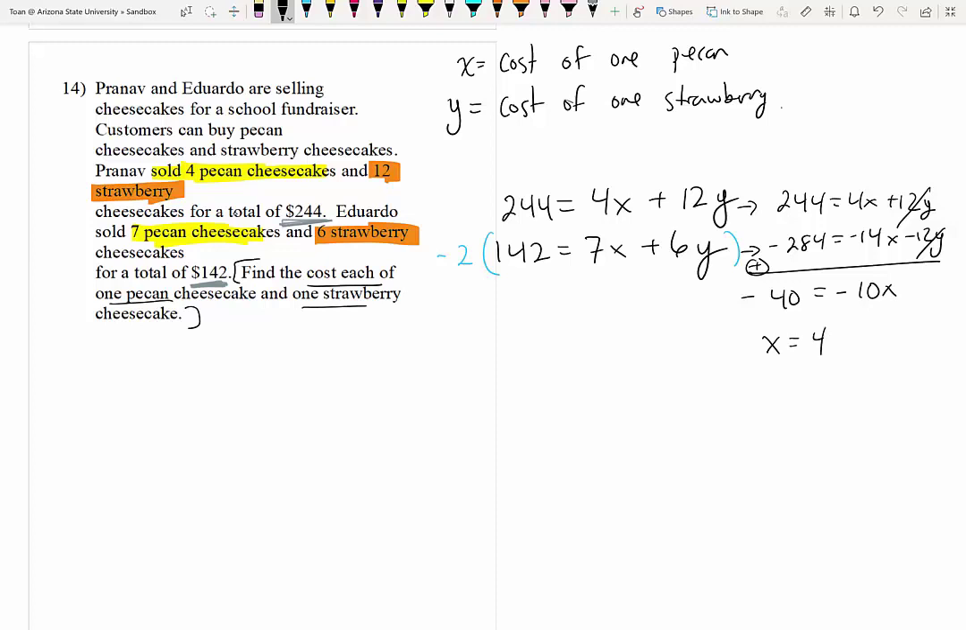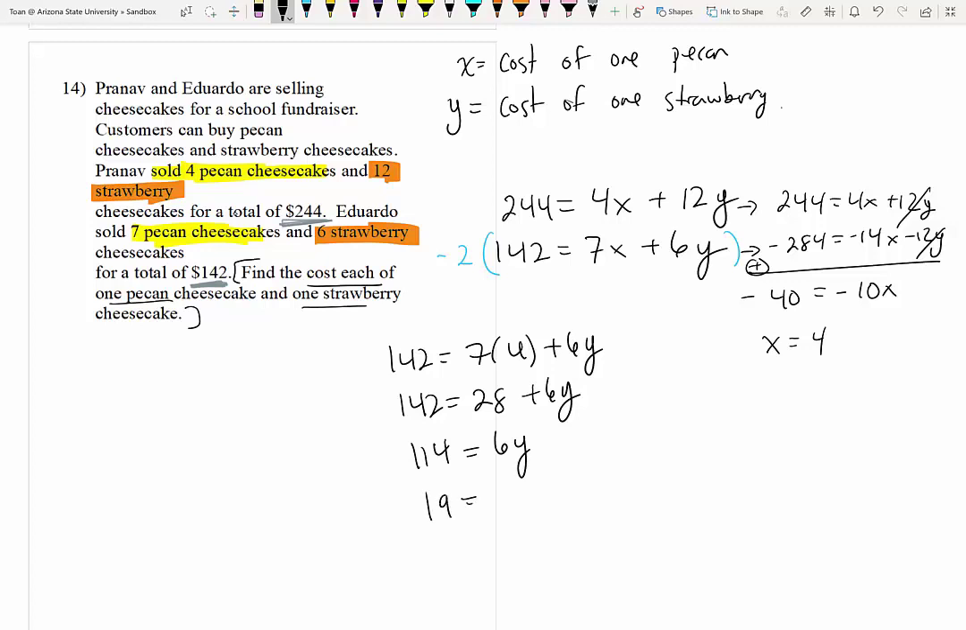4. And then when you substitute back into any of the original equations, let's substitute in the bottom equation. We have 142 equals 7 times 4 plus 6y. 142 equals 28 plus 6y. Subtract the 28, so that's what? 12, 11, 12, 114 equals 6y. And crossing my fingers, when I divide by 6, 114 divided by 6 gives us a 19 equals y.